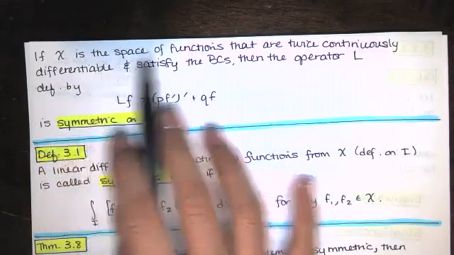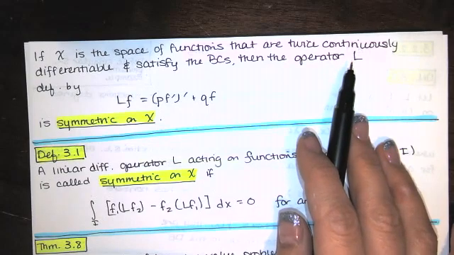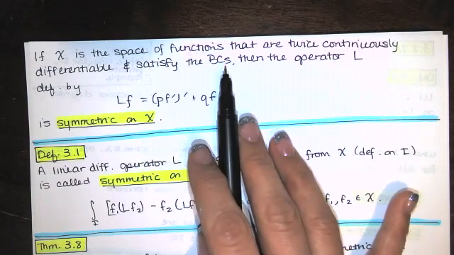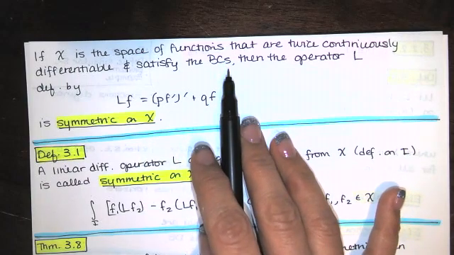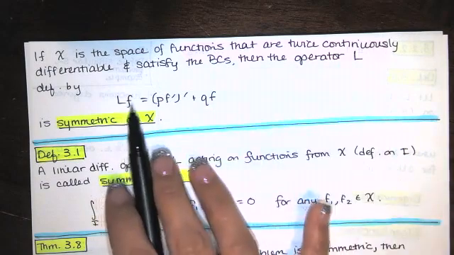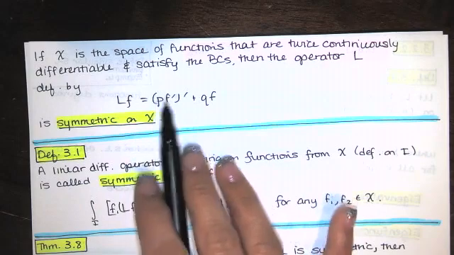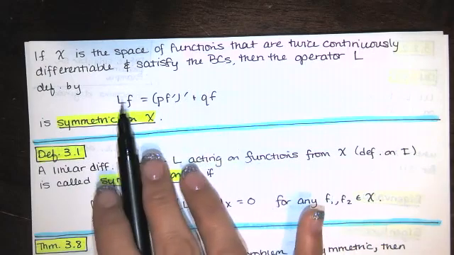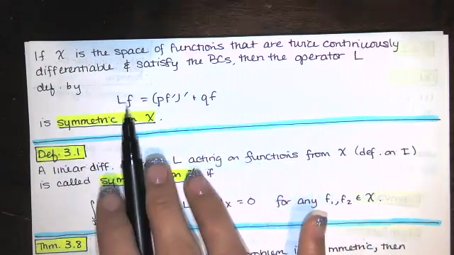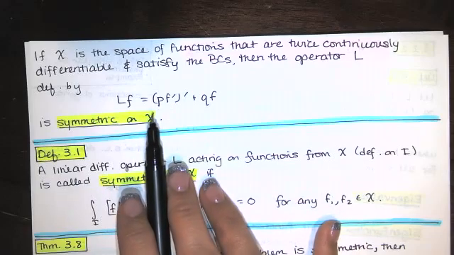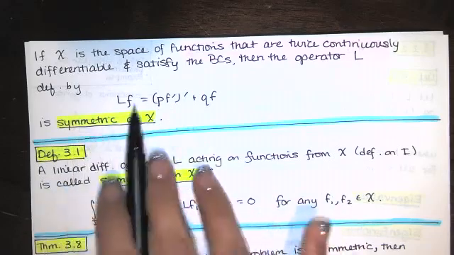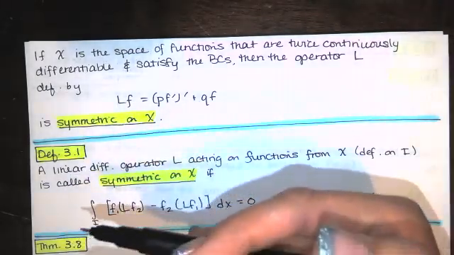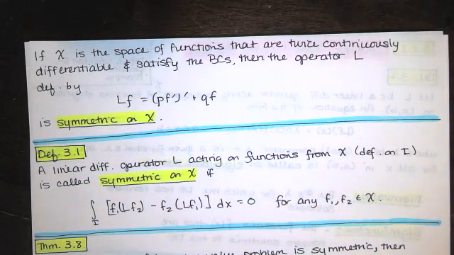It says that if chi is a space of functions that are twice continuously differentiable, so you can take the derivative twice, and that satisfy the boundary conditions in our regular Sturm-Liouville problem, then the operator on that left-hand side, that negative p times f prime, prime plus q times f, that's what we get when we apply that linear operator L to f. That operator is symmetric on chi. It's important that that operator be symmetric because of a theorem that we get as a result of that operator being symmetric.